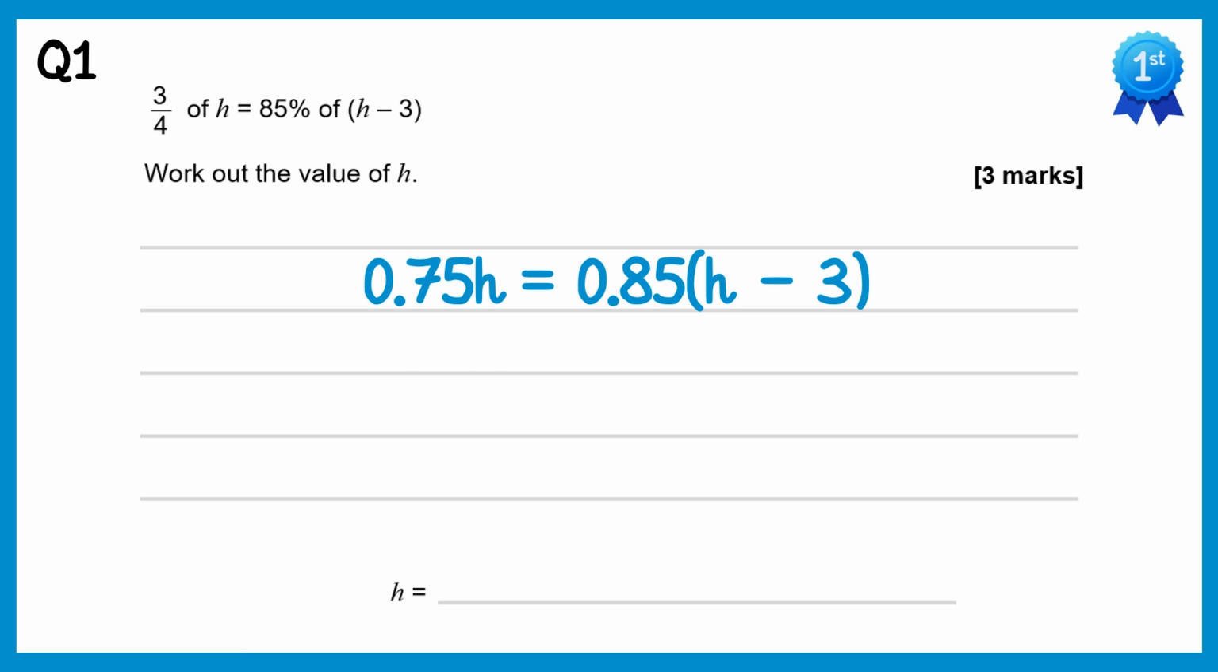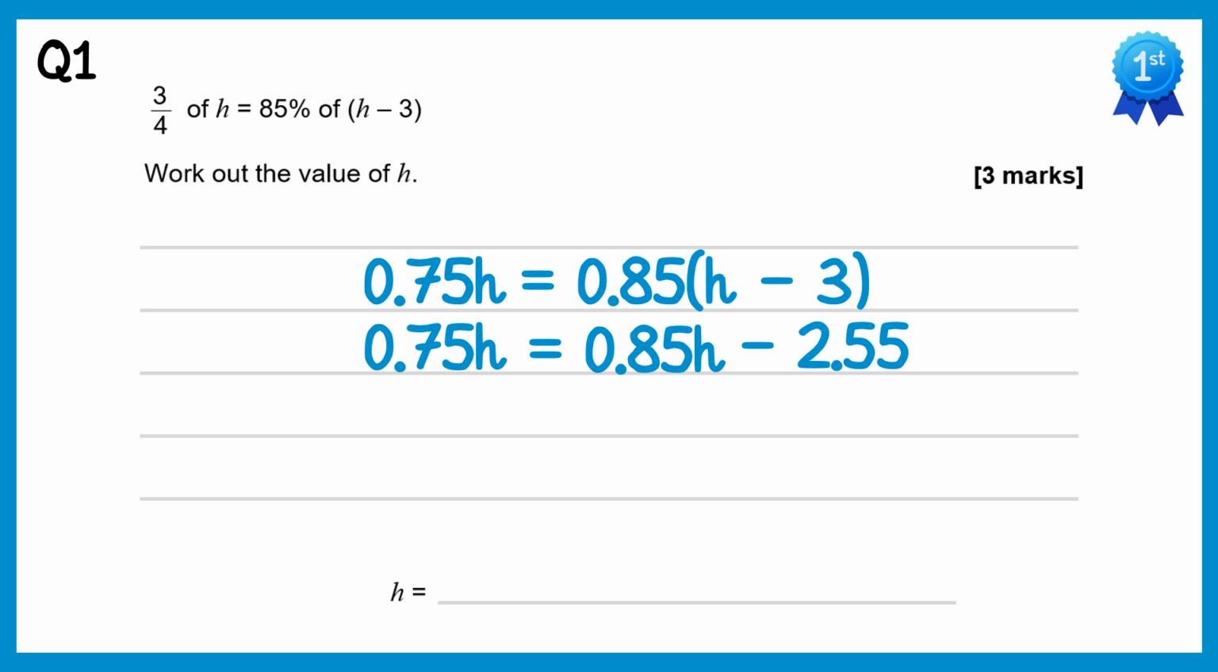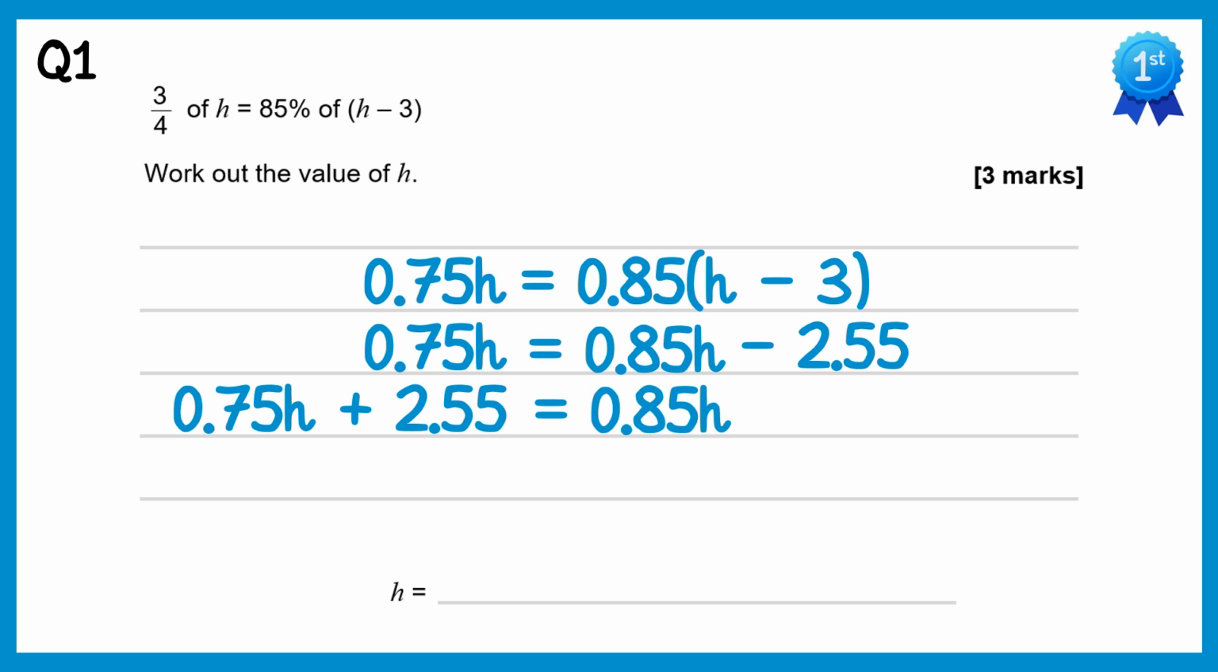Now we can leave the left-hand side as it is and expand the bracket on the right-hand side. 0.85 times h is 0.85h, and 0.85 times negative 3 is negative 2.55. Now we just have an equation to solve in h. I'm going to add 2.55 to both sides first. So on the left-hand side I've still got 0.75h, but I add 2.55, and on the right-hand side that will cancel the negative 2.55 that's already there, so we're just left with 0.85h.